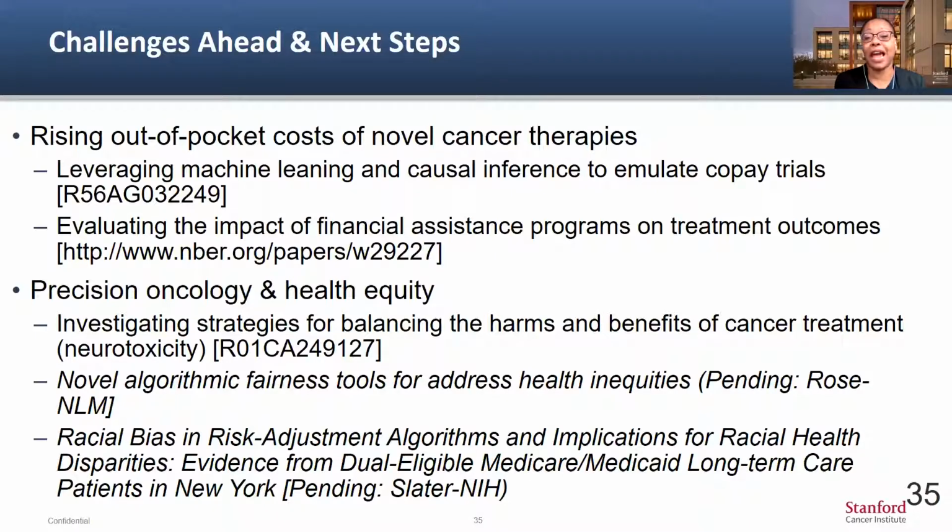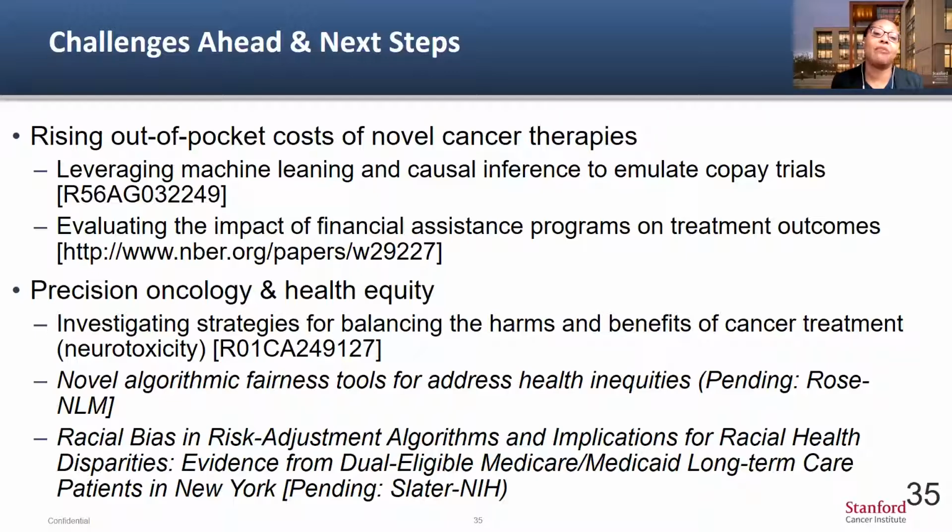We also had a paper released as an NBER working paper, which is now under review elsewhere, to evaluate the impact of the financial assistance programs, particularly at Kaiser Permanente, on treatment outcomes. So what does it do to adherence and outcomes when patients have financial assistance if they have trouble paying, and what is the impact there across different subgroups, including race and ethnicity? We're also looking at precision oncology in the sense that we're looking at strategies for balancing harms and benefits of different cancer treatments related to neurotoxicity, for example, and racial differences that we've observed in neurotoxicity among cancer patients using machine learning and artificial intelligence.